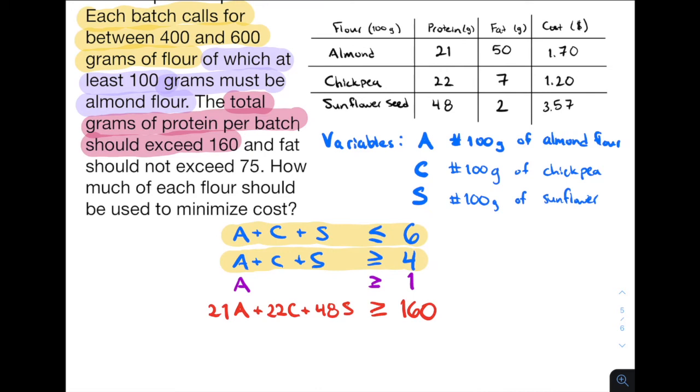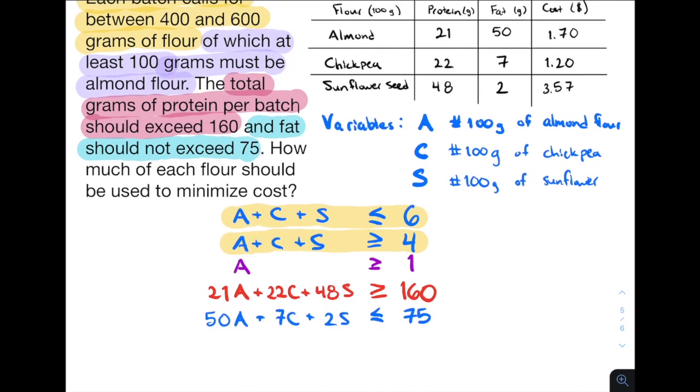Our last inequality is that the amount of fat in the batch from flour should not exceed 75. Following similar steps to what we did for protein, but using our table for the fat each flour provides, we get the inequality 50A plus 7C plus 2S should be less than or equal to 75.